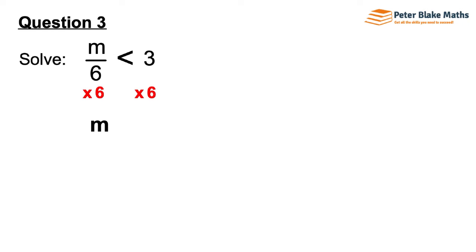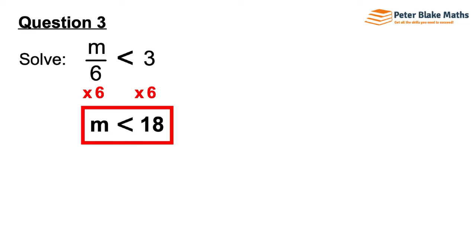That leaves us with m on its own on the left-hand side. We didn't multiply or divide by a negative, so the arrow still stays the same. And 6 times 3 is 18. So we get m is less than 18 for our solution.